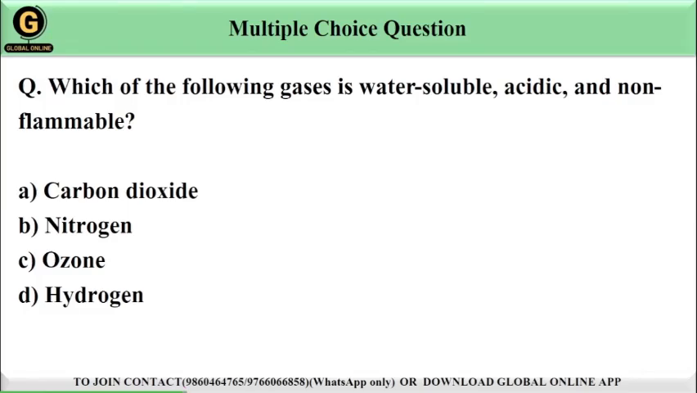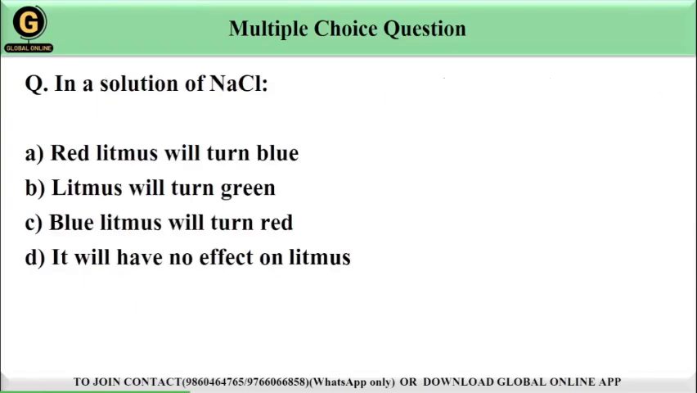Let's move on to the next question. In a solution of NaCl, options are given: A, red litmus will turn blue; B, litmus will turn green; C, blue litmus will turn red; and option D, it will have no effect on litmus.